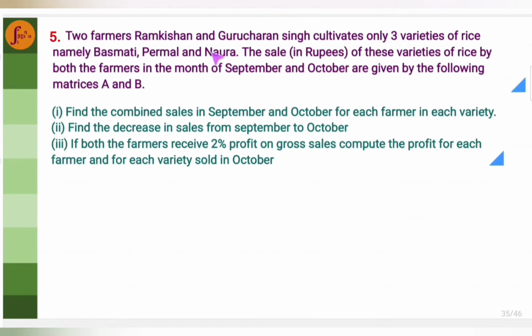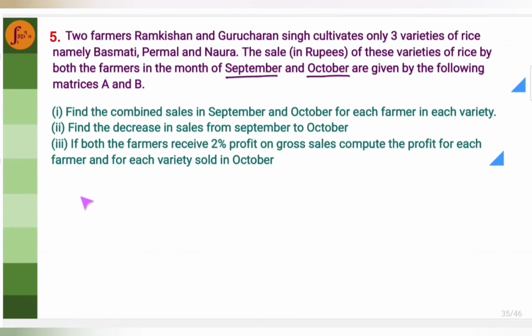Let's take another example. Two farmers, Ram Kishan and Gurucharan Singh, cultivate 3 varieties of rice, namely Basmati, Parmal and Naura. The sale of these varieties of rice by both the farmers in the month of September and October are given by the following matrices A and B. See, from this example, we know that there will be 2 matrices, right? One is for September sales and one is for October sales. And then we have 2 farmers, Ram Kishan and Gurucharan.